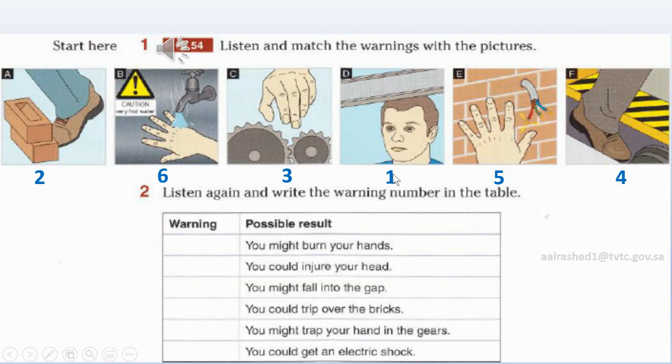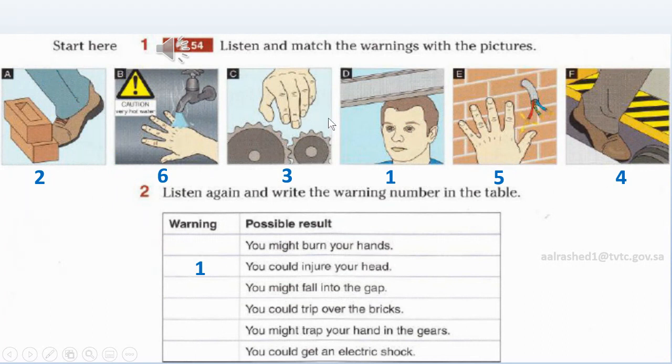Okay, let's look at number one. The first one is, as you can see, if you already know the meaning of this shape, okay, this is a beam. And what would happen as an injury? If he didn't follow the instruction, he will basically hurt his head.